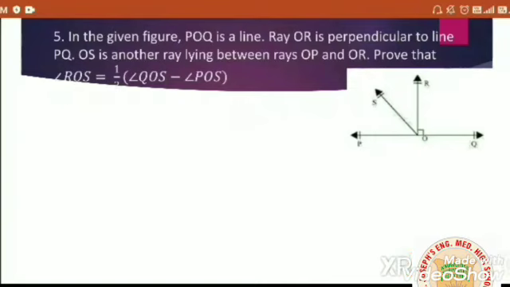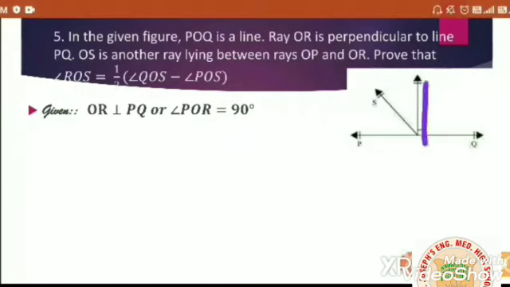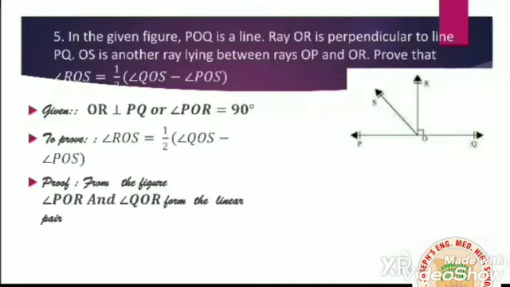So first we write given: OR is perpendicular to PQ. They have given that OR is perpendicular to PQ, that is, equal to 90 degrees. Okay, we have written it. So what are we going to prove now? We are going to prove that ROS is equal to half of angle QOS minus POS. This is what we are going to prove. So next we are going to write the proof.